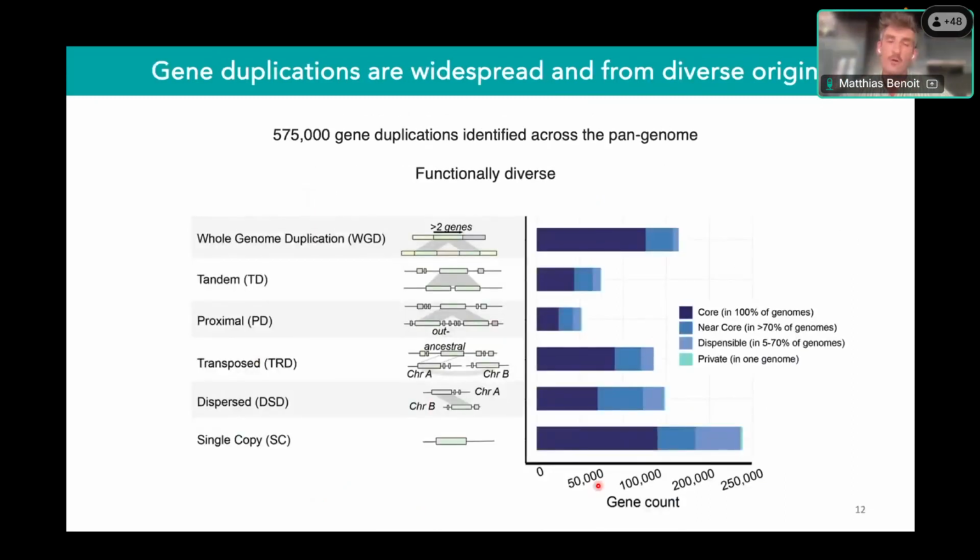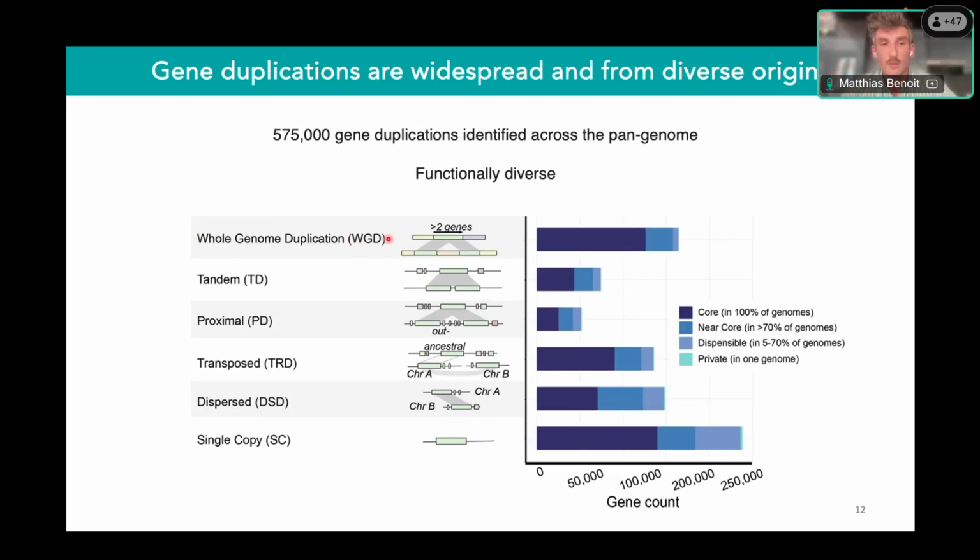We then dug deeper, and we wanted to know how widespread duplications were in this pan-genome. To do that, we used a tool called DupFinder that allowed us to identify close to 600,000 gene duplications found across the pan-genome, which is absolutely huge. And what we wanted to look at first was to identify the origins of those duplications.